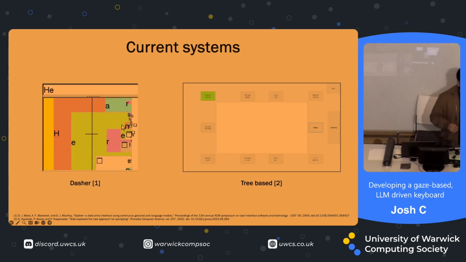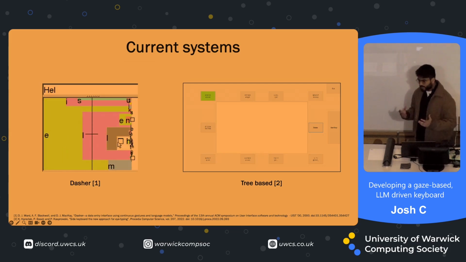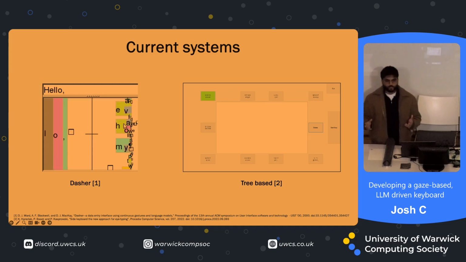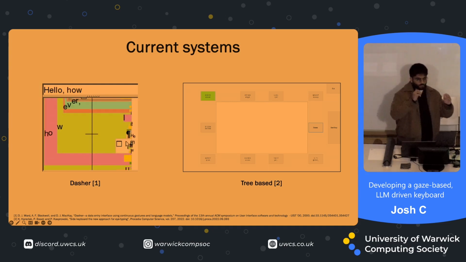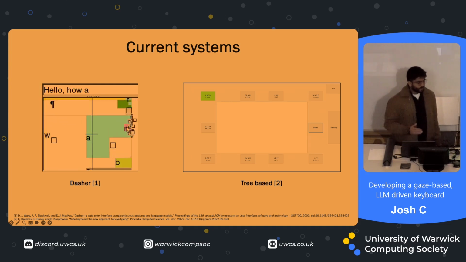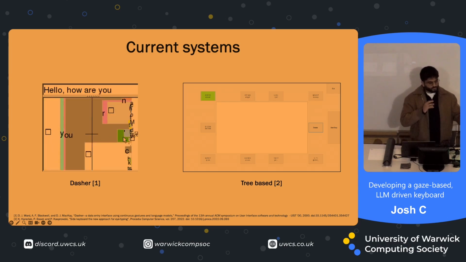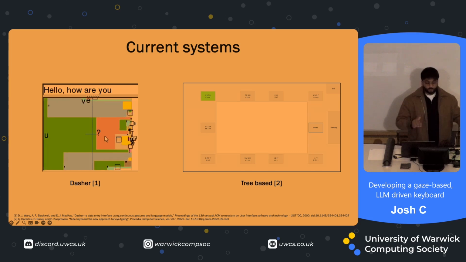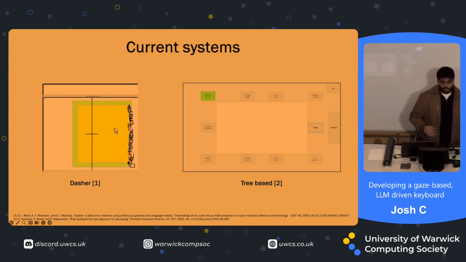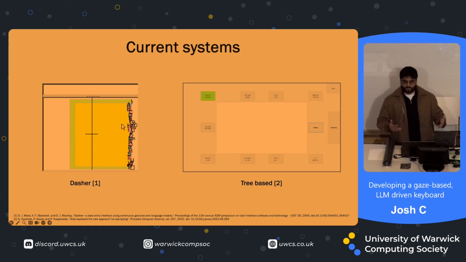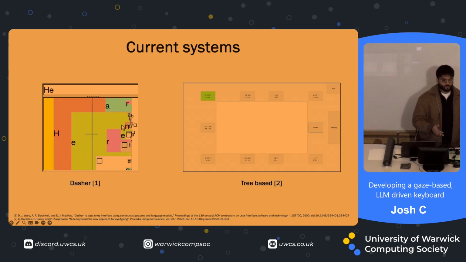So on the left you see Dasher. Essentially, how this system works is you look to the right-hand side of the screen, and as you look there, characters start increasing in size, and as they reach that middle line, they get selected. How it determines what characters appear on the right-hand side is quite ingenious. It uses a language model to probabilistically determine the most likely character to come next.